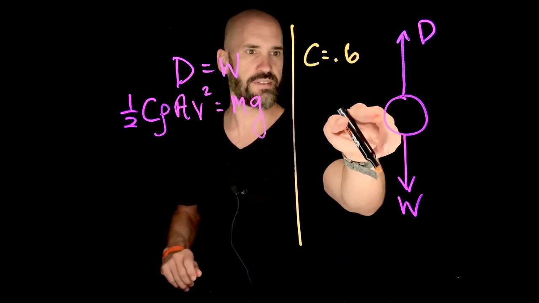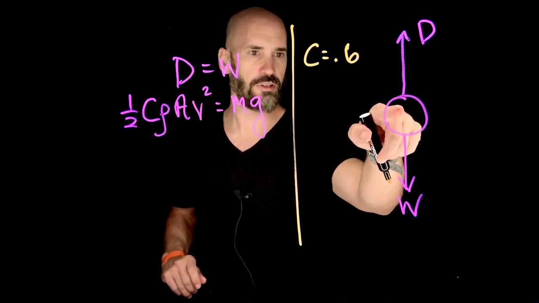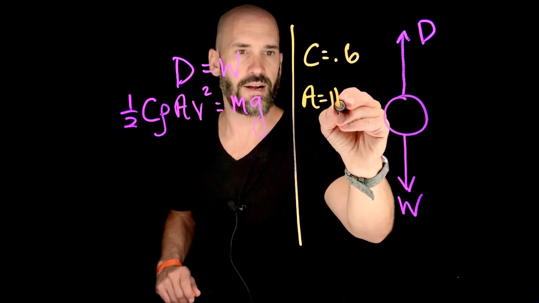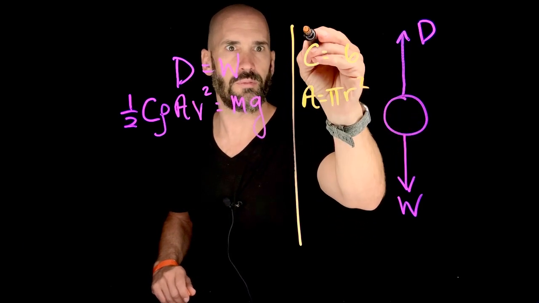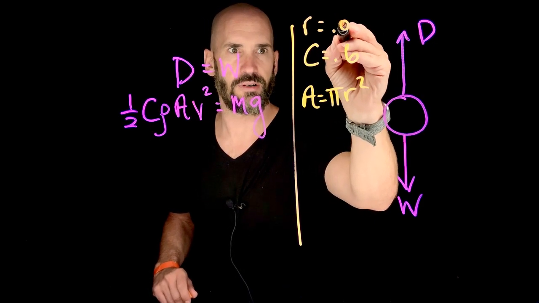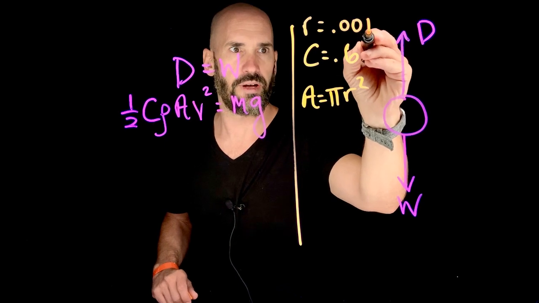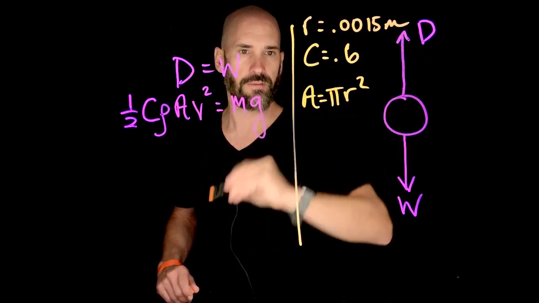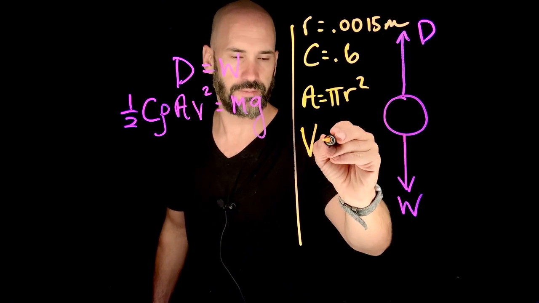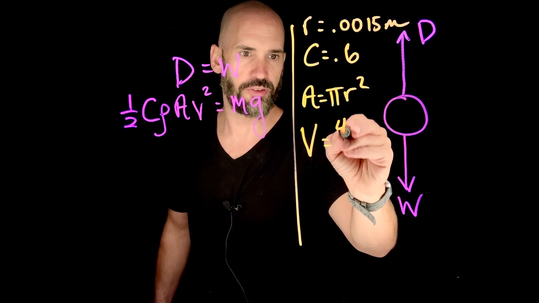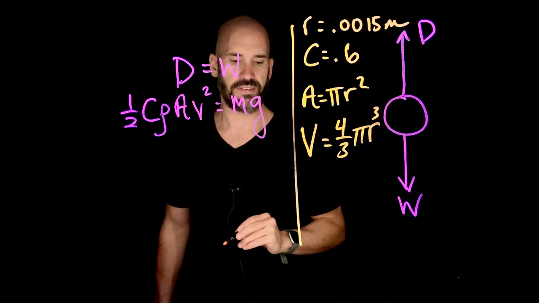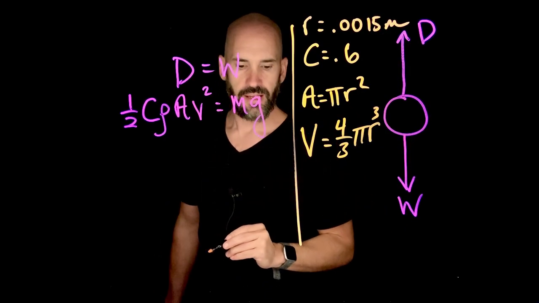And I'm assuming that this raindrop here is spherical, which means that its cross-sectional area will be pi r squared, right? And again, r is 1.5 millimeters, which is 0.0015 meters, right? And if this is spherical, then the volume of it is 4/3 pi r cubed, right? And you're going to see that that's actually important, okay?